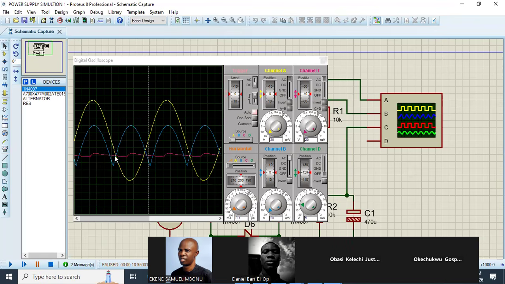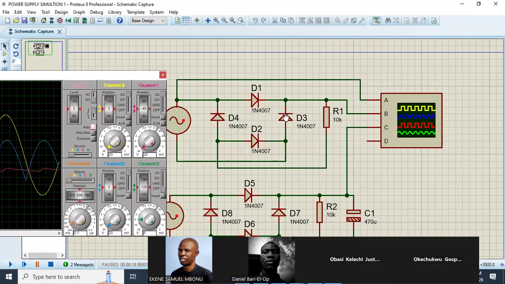Do you notice that within this cycle, this rectified voltage has gone 2 cycles? That is 1, 2. Yes, sir. So please note that after rectification, the frequency of the signal here is always twice the source frequency. If the source frequency is 50 Hz, the frequency here should be how many Hz?